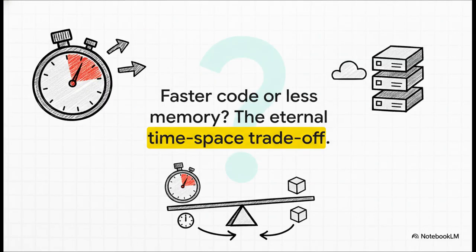And that leaves us with one final classic dilemma in computer science. A lot of the time, the fastest algorithm, the one with the best time complexity, gets its speed by using up a ton of memory. This forces you to make a choice. Do you want to optimize for speed, or do you want to optimize for memory usage? It's this eternal balancing act, the classic time-space trade-off, and it's a puzzle developers have to solve every single day.